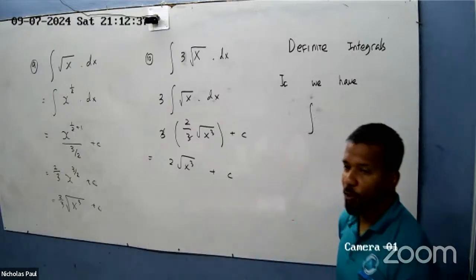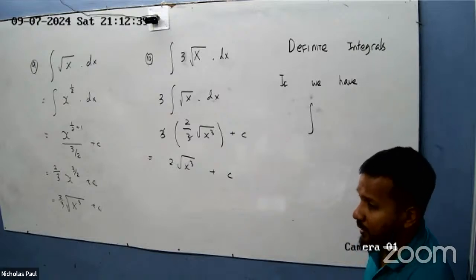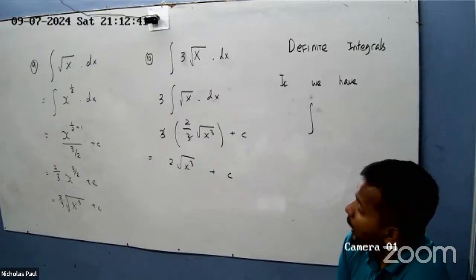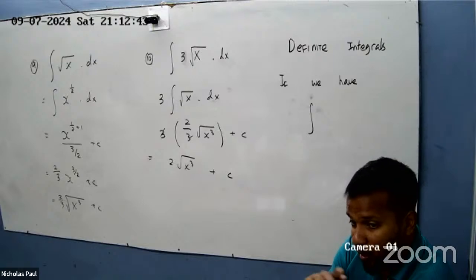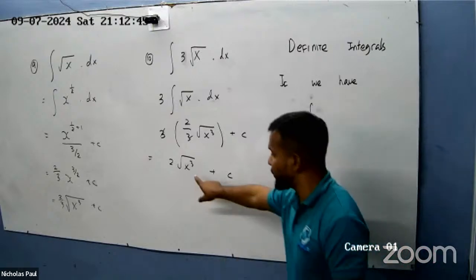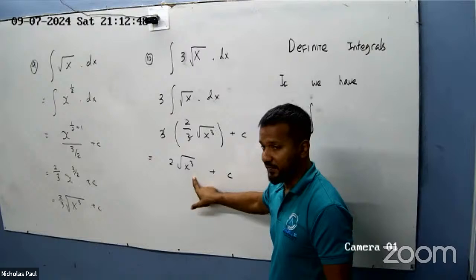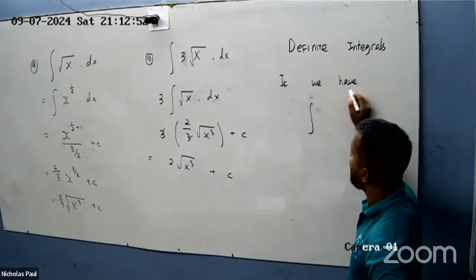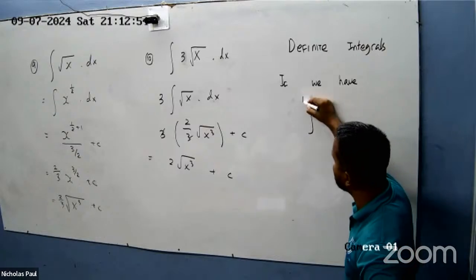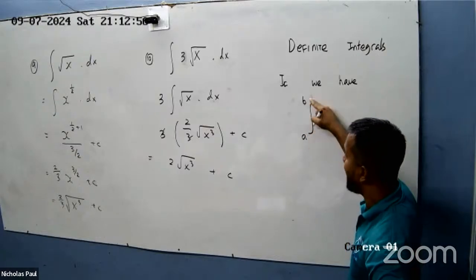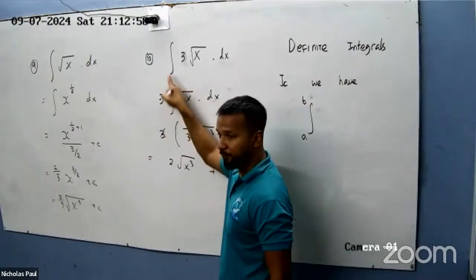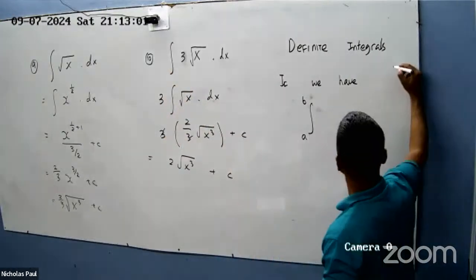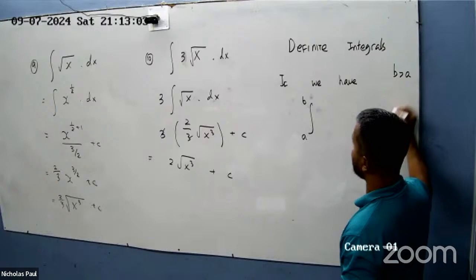Right. So what is a definite integral now? A definite integral is one that will give us a numerical value, not a function. So you won't have any x, you're going to get a numerical value. And here's how it looks. If we have something looking like this, we have limits. Limits means that we're going to have values here. And I want you to note that b is always bigger than a.